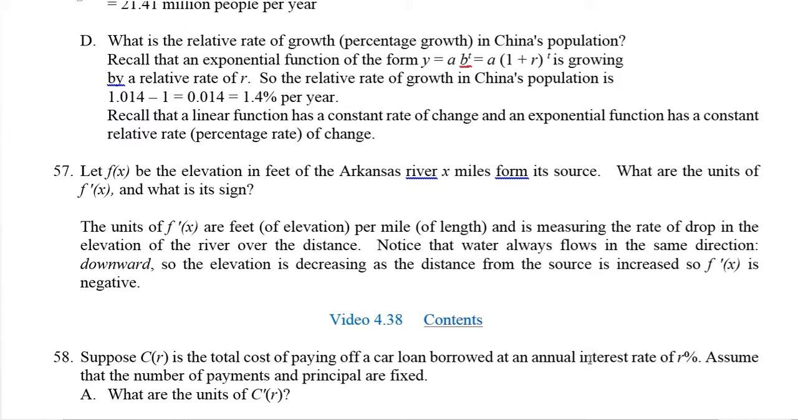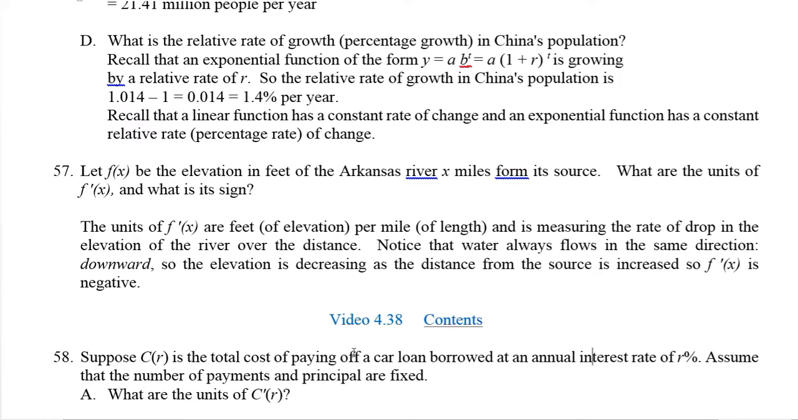Suppose that C of R is the total cost of paying off a car loan borrowed at an annual interest rate of R%. Assume that the number of payments and the principal are fixed. What are the units of C prime of R? As I come to each question, I'd like you to pause the video, answer the question, and then press play to keep going. Just do that for every single question as we come to it.